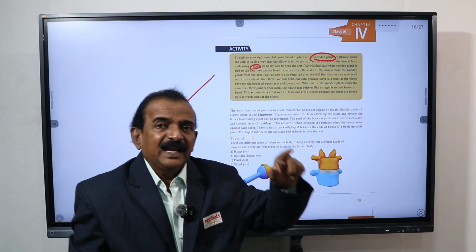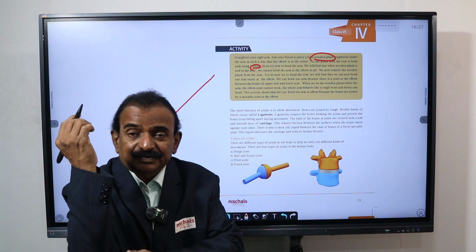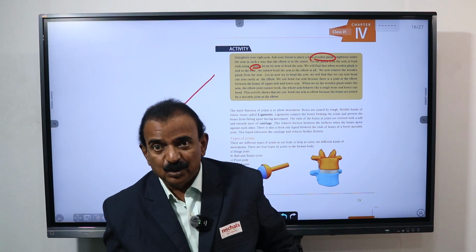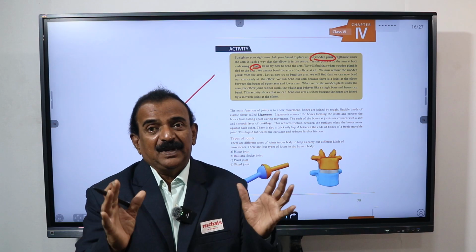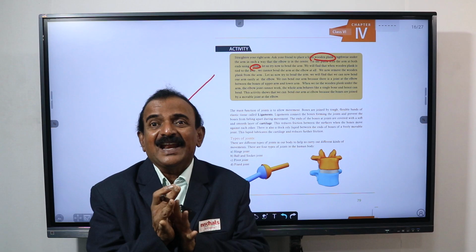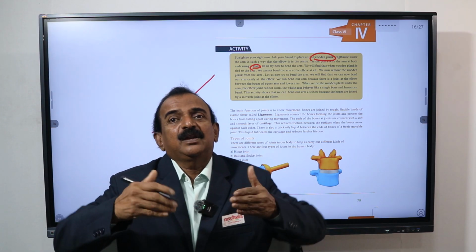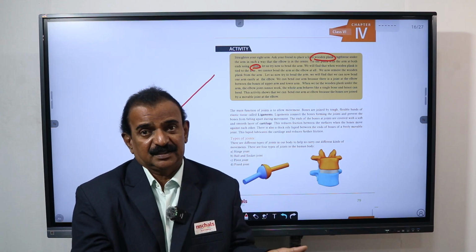In the same way, these hinge joints are present in the elbow region, the lower jaw, and also in the knee joints. So these are the places, and also there are phalanges. These are fingers, and these are the places where we can observe the presence of hinge joints.